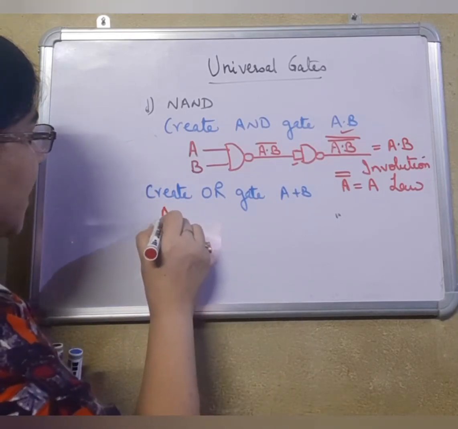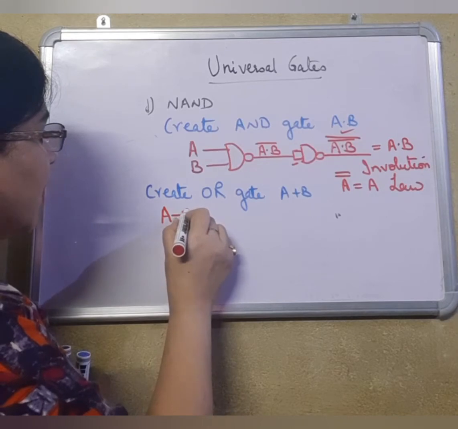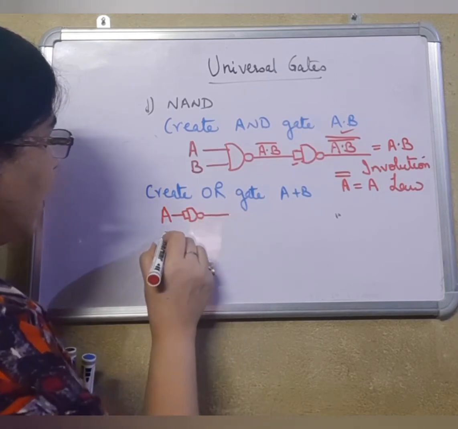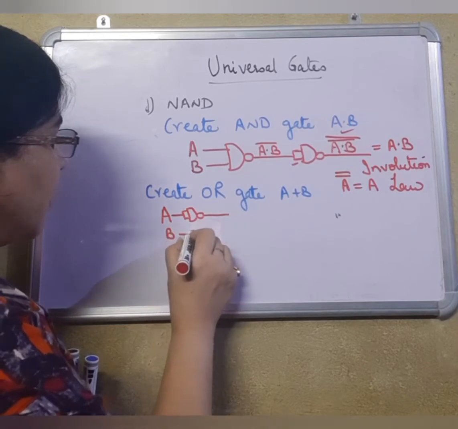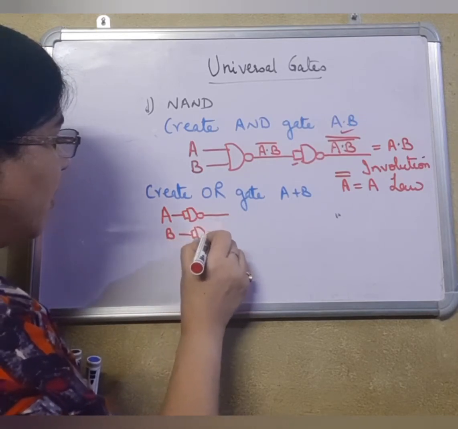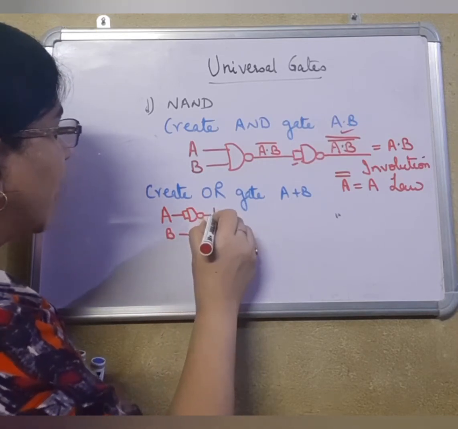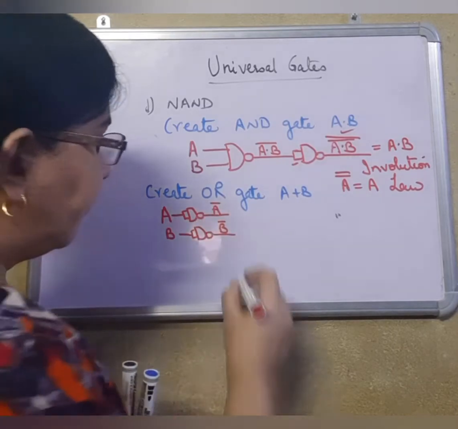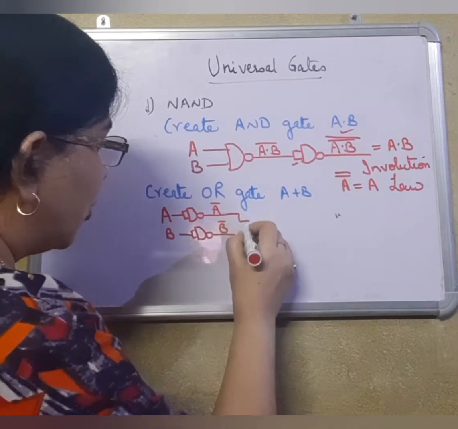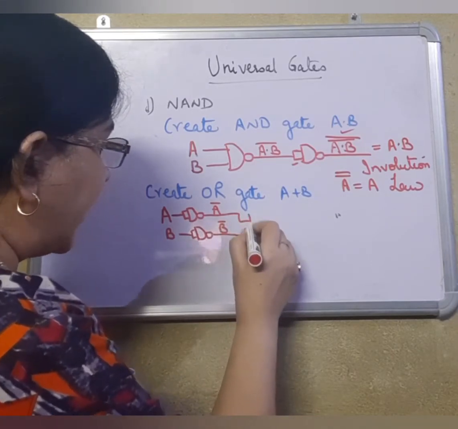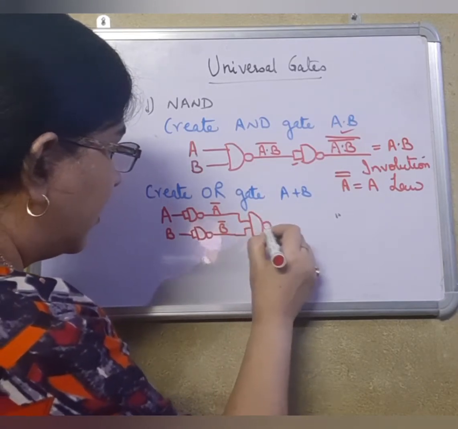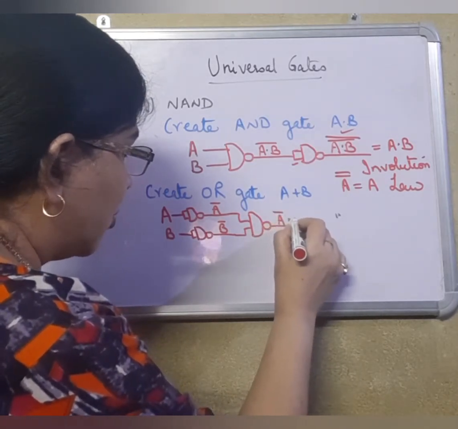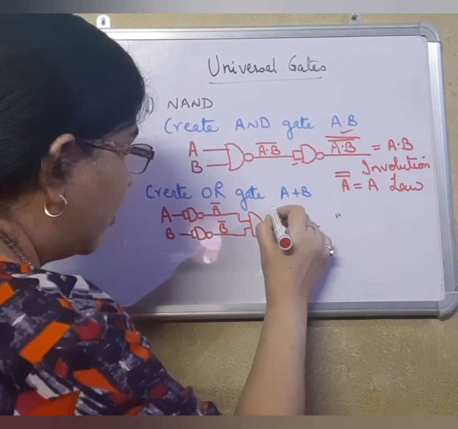We are going to pass A separately through a small NAND gate with a box, and B also separately through a small NAND gate, so that this becomes A bar and this becomes B bar. Now if you pass both of them through the NAND gate again, it will give us A bar dot B bar whole bar.